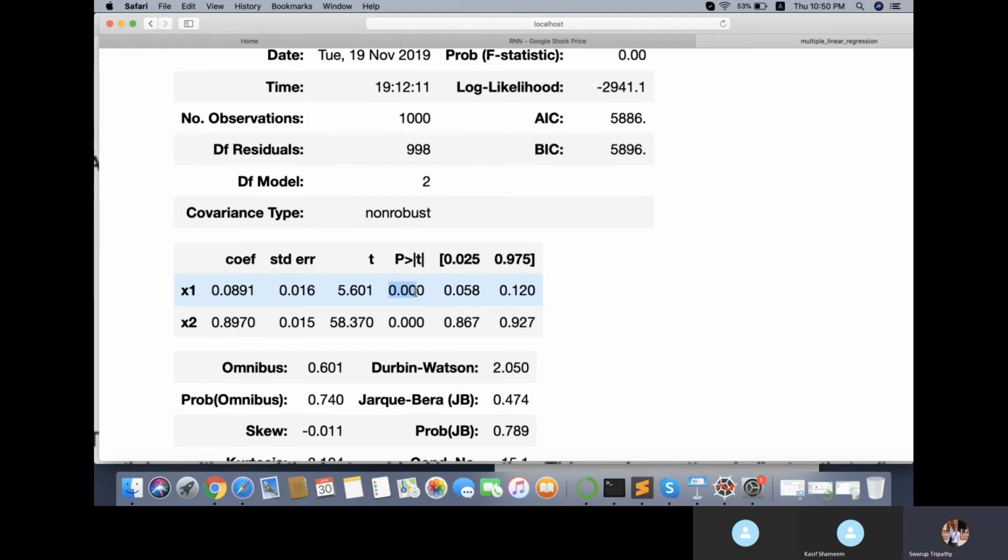Still not getting? No, here in the T column, there is a 5.601 and for the X2 it is 8.370. This is the t-test value. We are doing a t-test here. Once you do the t-test, whatever value you get, you have to compare with the t-distribution table. When you look at the t-distribution table, you will find the p-value. This is hypothesis testing.